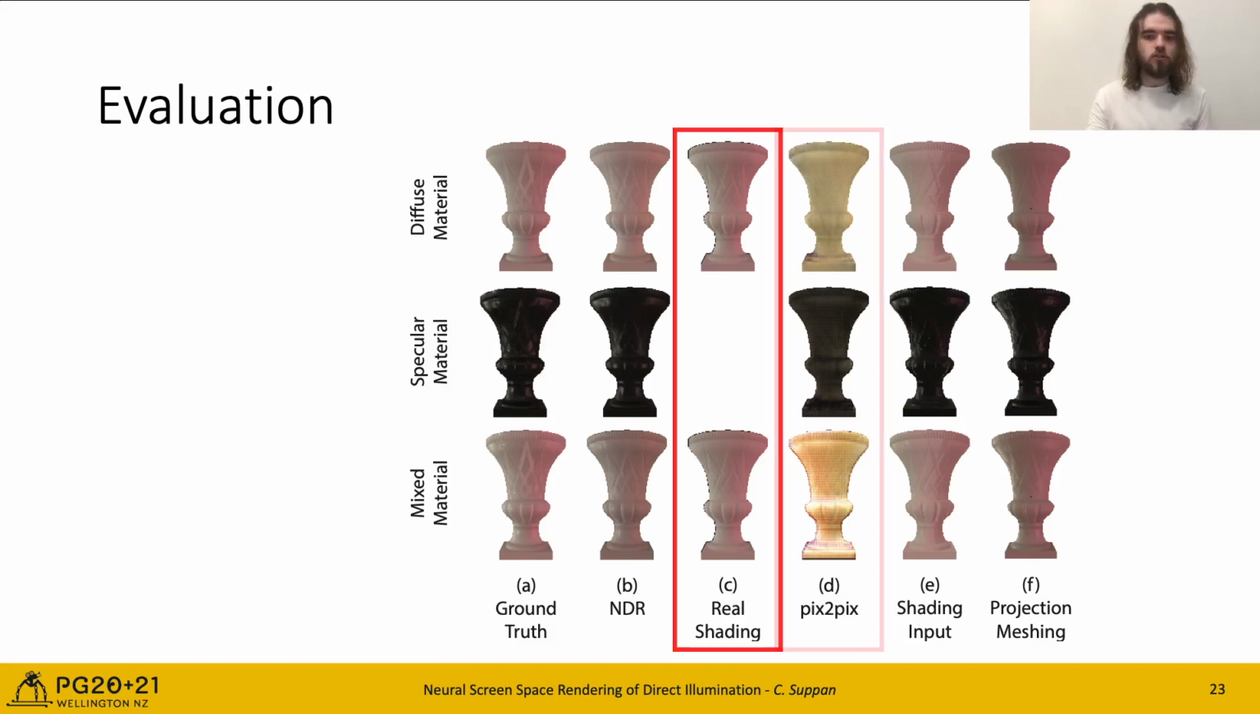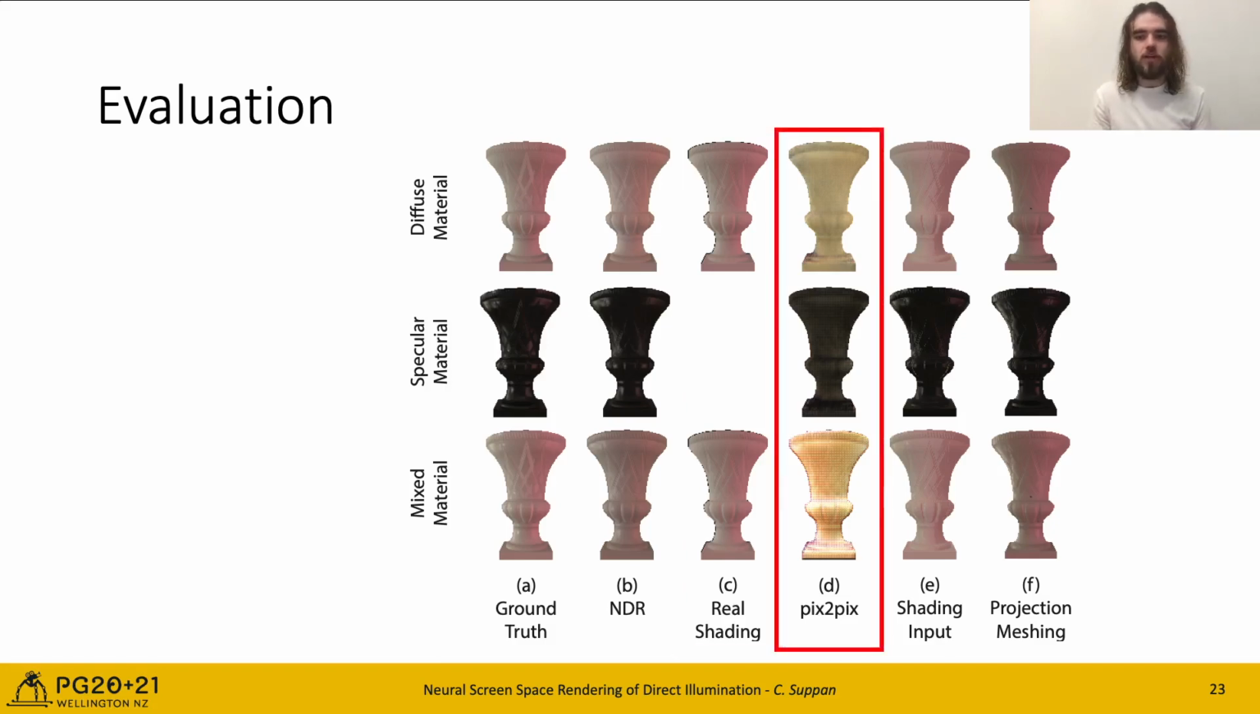We also compare to the general purpose image generator Pix2Pix. Without a specialized architecture, it fails to produce plausible shading. The lack of explicit separation of diffuse and specular shading also means that they are entangled for Pix2Pix. The bottom row should just be the sum of the top two rows, but Pix2Pix produces an exceedingly bright image.